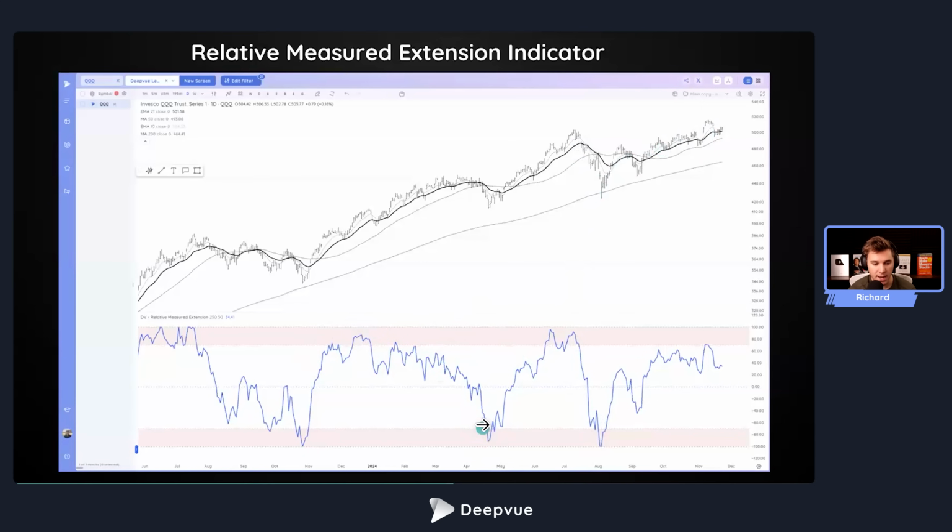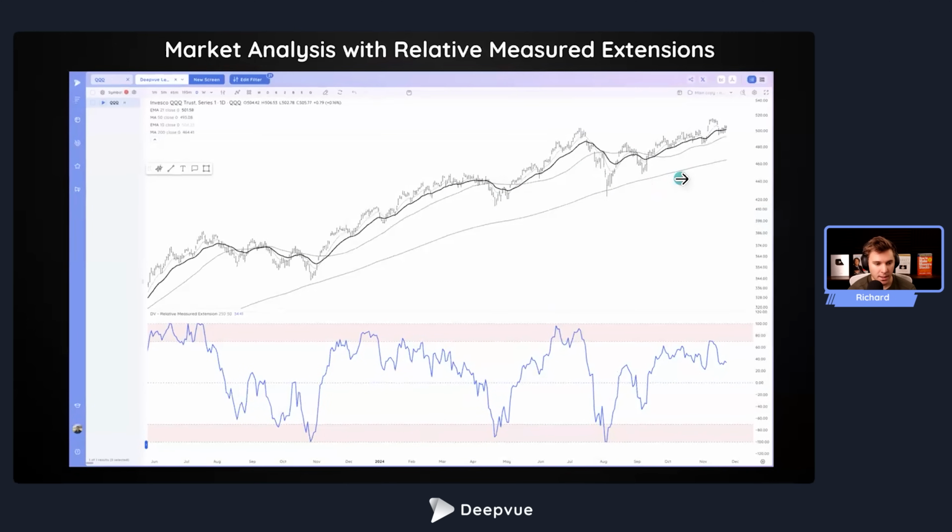And then to the downside, it's not that you're being aggressive here and buying and putting all your account on margin. Instead, you're just having the mindset that, hey, we're extended to the downside. I should start looking for signs and building my relative strength lists and being ready if the next uptrend materializes. So that's how you want to interpret RME. Here's the market.